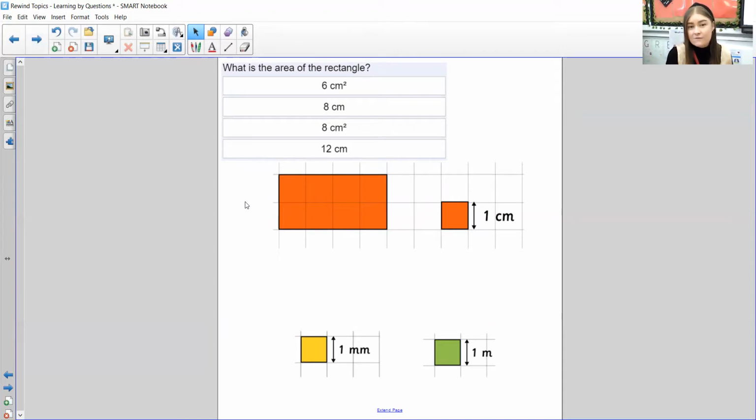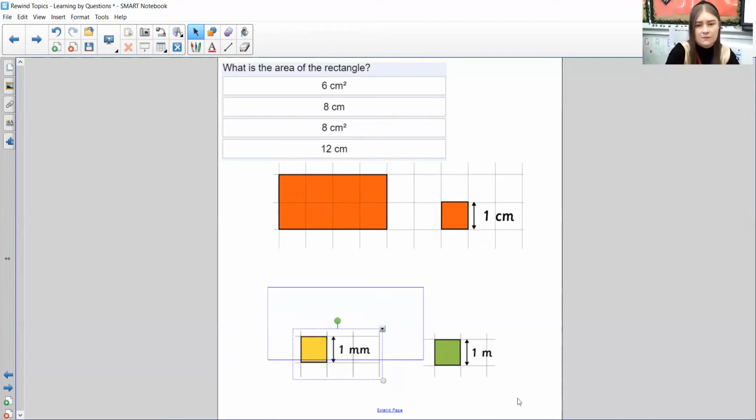So the area of the rectangle, hopefully you've counted those squares inside and you can see that it is 2, 4, 6, 8. There are 8. Now I've got 8 centimetres or 8 centimetres 2. And I know that that 2 means squared. So I'm going to go for 8 centimetres squared. Okay, actually, I don't know why I've put these 2 there.